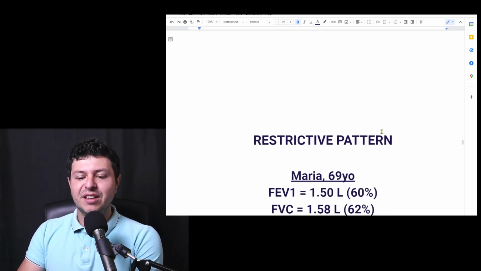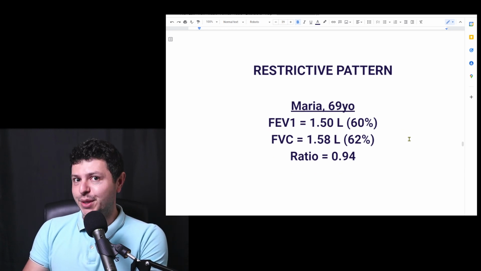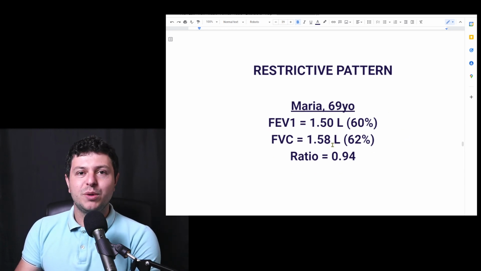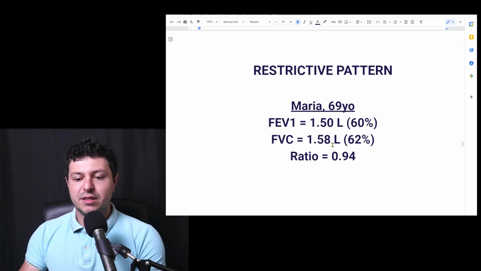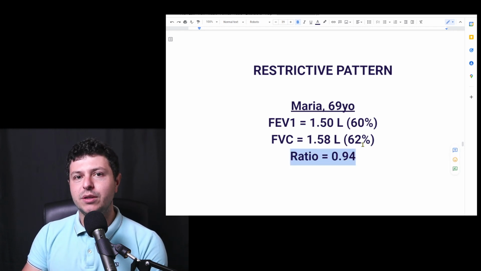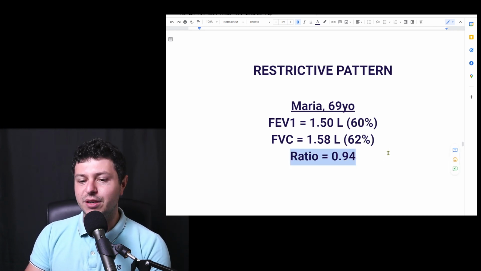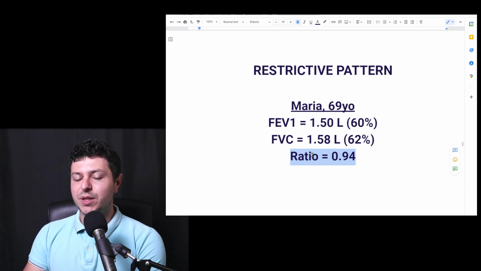I think I have another example for you. This is a restrictive pattern. So you can see here, probably if you've heard what I've mentioned in this video so far, that this is an abnormal lung function. But look at the ratio. The ratio is normal. So what's going on here? What's happening in this situation? What can we gauge from this?